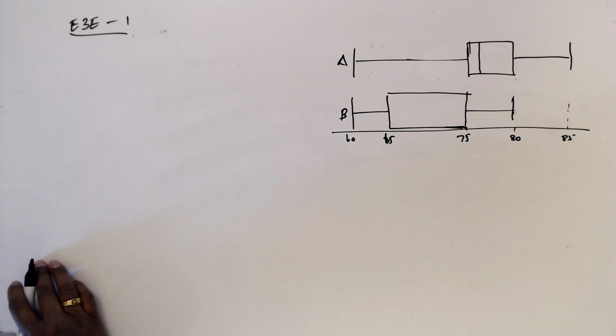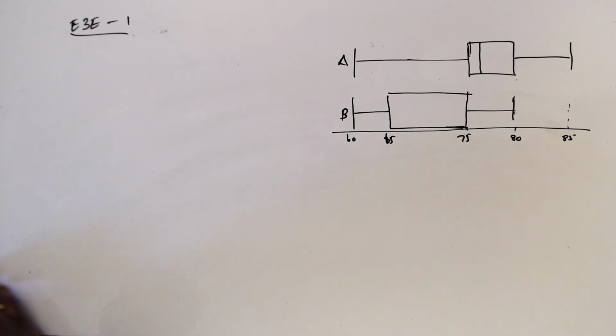Exercise 3, question number 1. The box plots show the distribution of the speed of cars on two motorways. Compare the distribution of the speed on the two motorways.